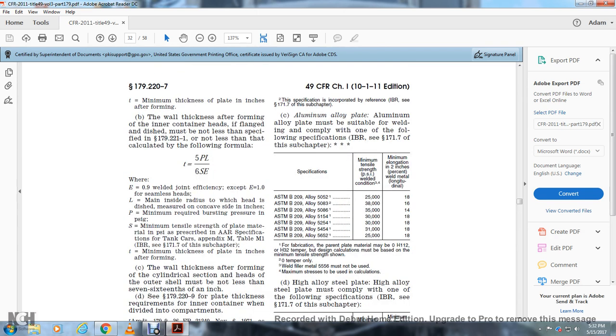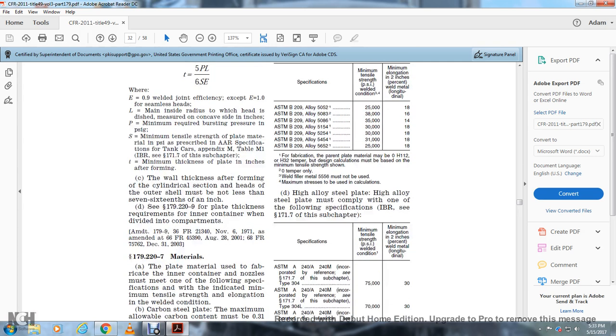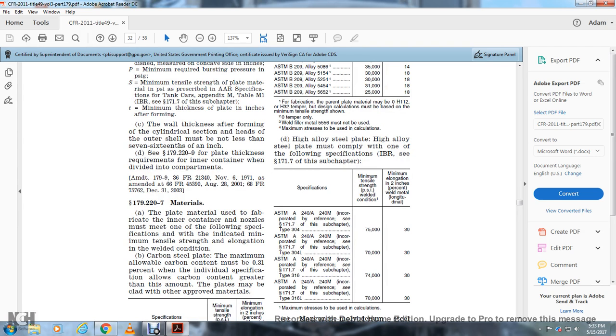C. Aluminum alloy: aluminum plate must be suitable for welding and comply with one of the following specifications of the 49 CFR 171.7 subchapter. Alloy specification, minimum tensile strength PSI welded condition, minimum elongation in 2 inches percent, welded material longitudinal. D. High alloy steel: plate must comply with one of the following specifications in 171.7 of the subchapter. Specification, minimum tensile strength PSI welded condition, minimum elongation in 2 inches percent, welded longitudinal.